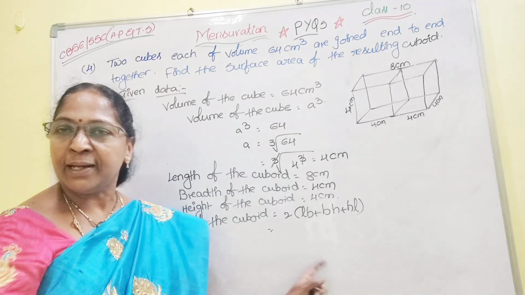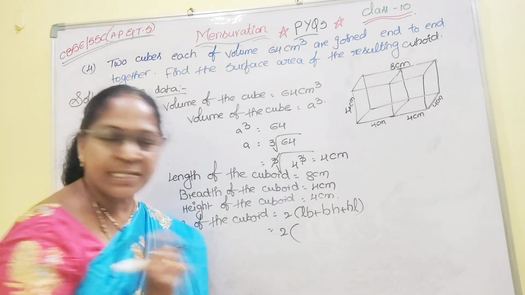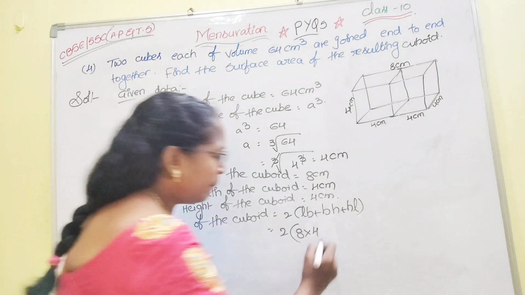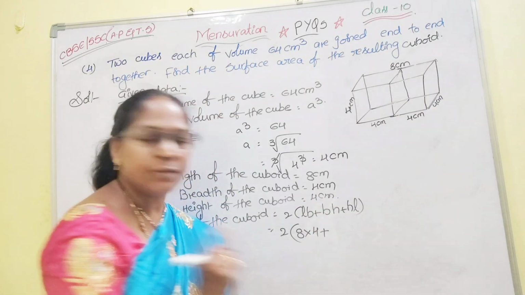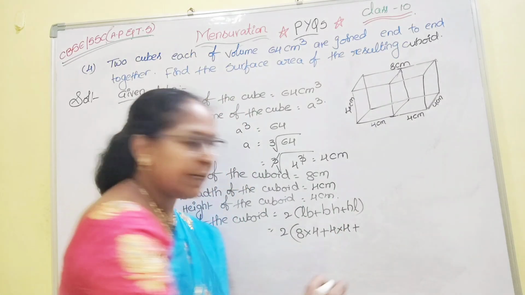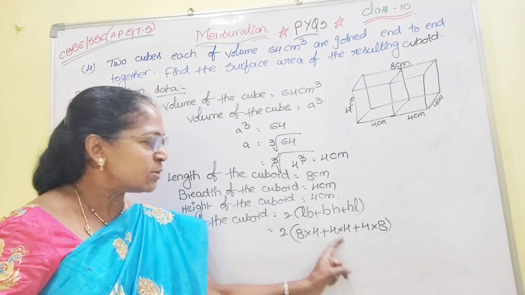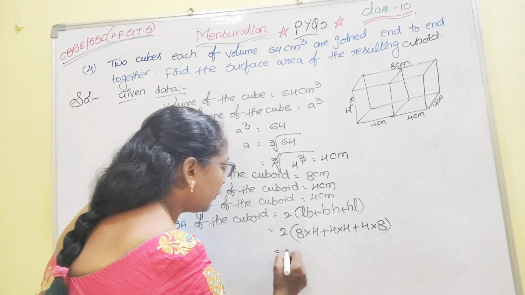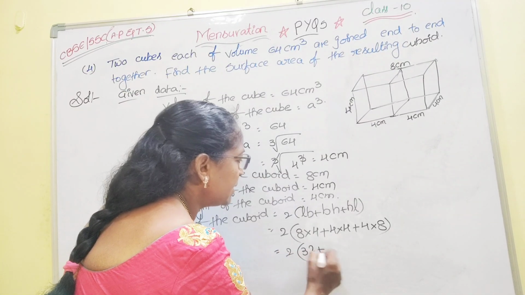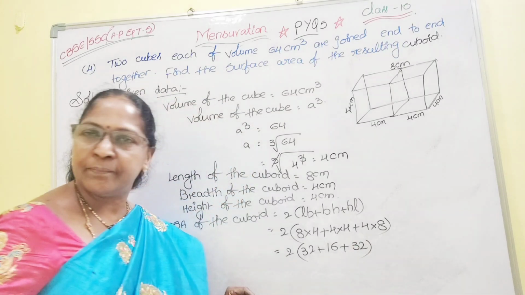Now substitute the values in this formula. That equal to 2 into, where L equal to how much? 8. 8 into breadth equal to how much? 4. Plus B equal to 4, height equal to 4. Plus height equal to again 4 into length equal to 8. Now here 2 into, multiply 8 4s are 32, plus 4 4s are 16, plus 4 8s are 32.